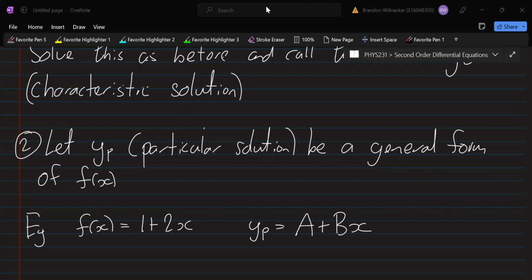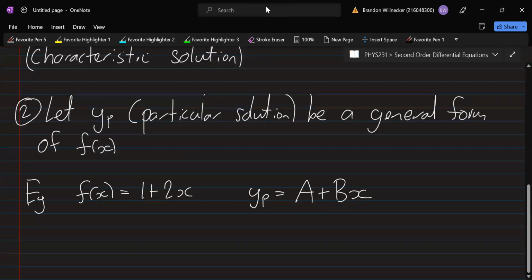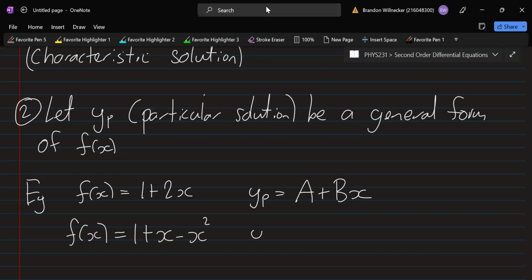So if the function is linear, then we assume a general linear function, so a and b are unknown. If the function is quadratic, for example 1 plus x minus x squared, then for the particular solution, we also assume a general quadratic, so a plus bx plus cx squared. And in general, for any polynomial f, we assume a particular solution yp that is also the same degree polynomial, with unknown coefficients like we have here.